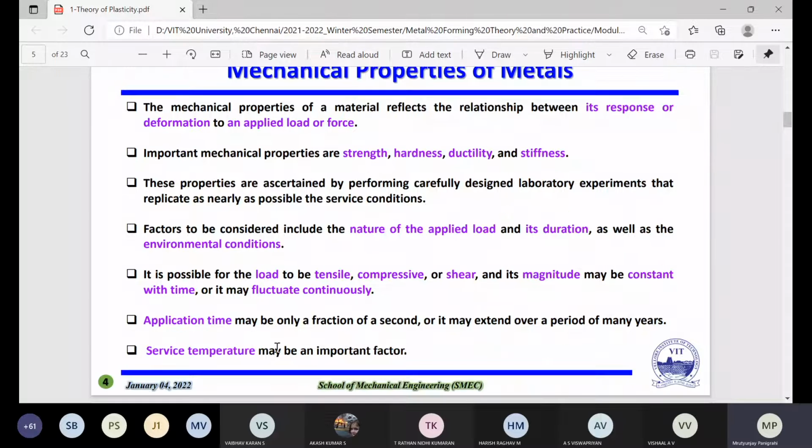It is possible for the load to be tensile, compressive, or shear, and its magnitude may be constant with time, or it may fluctuate continuously. So you have to think about whether the load is tensile or compressive, and also its magnitude. You have to state the accurate number. For example, it is constant, or it varies, or it is fluctuating. And also the application time, how long. And the service temperature is one more factor. We have already discussed the temperature also, right? Is it clear?